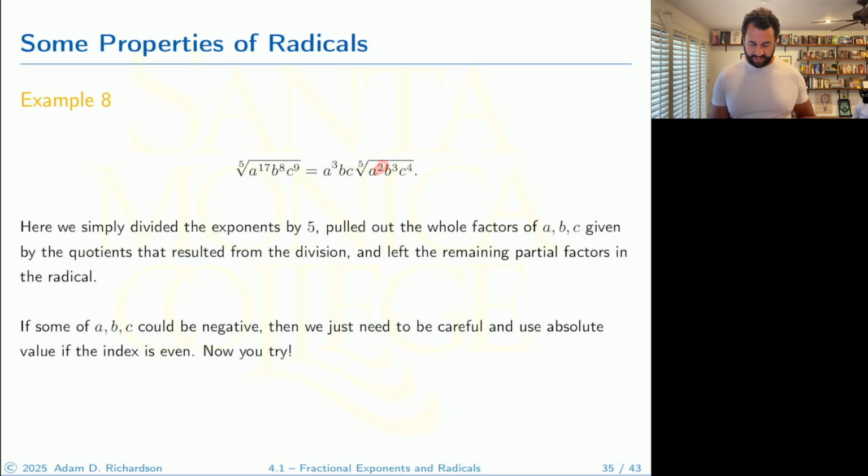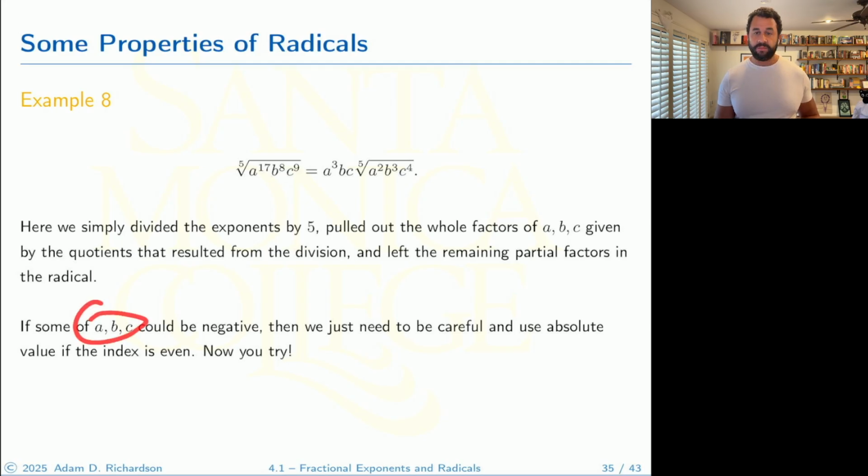The remainder when you divide 17 by 5 is 2. When you divide 8 by 5, it's 3. When you divide 9 by 5, it's 4. And you just leave those partial factors in there. That's the idea, because when they're raised to the 1/5, that's a partial factor, not a whole factor. So that's it. These things are fun to simplify once you realize you're just using division and you're just rewriting it as a mixed numeral. That's really all it is, okay?